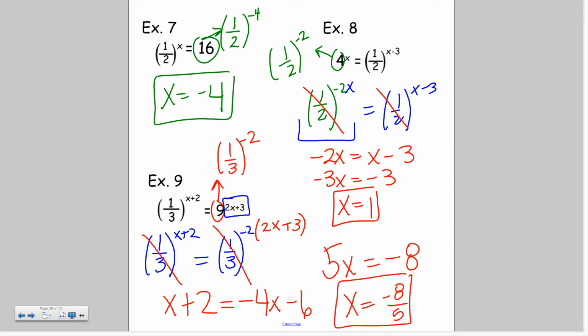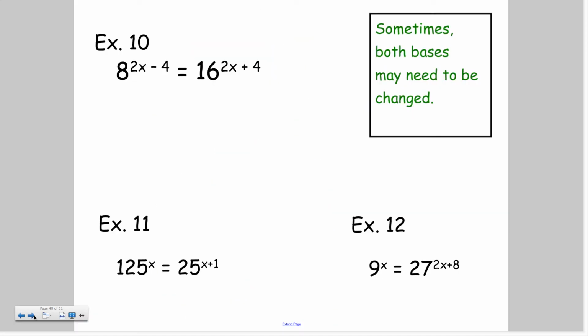Alright, so all of that was just changing one base. Now we got to look at changing both bases. So that's where that powers to know chart will really come in handy. So I've got, example 10, I've got an 8 and a 16. My first thought would be, oh, well 8 times 2 is 16. But I've got to think of exponents. I can't rewrite 8 or 16 as an exponent and get the other answer. So that means I've got to rewrite both of them.